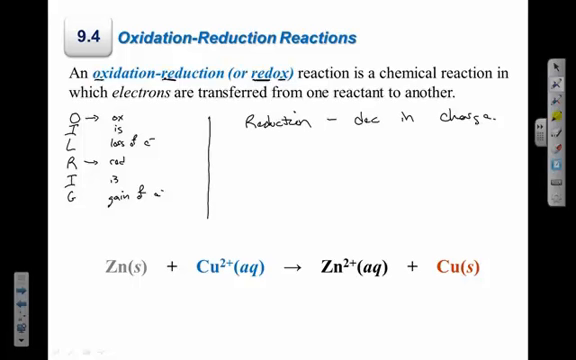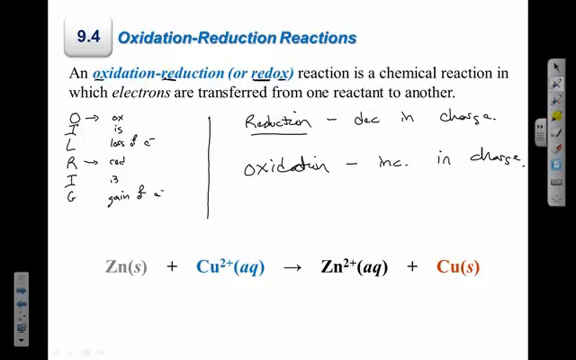That's another way you can think about what a reduction is. So if something is going down in charge, either it's decreasing the quantity of positive charge it has, or maybe it's going from a positive charge to zero, or from zero to negative. If the charge is going down, becoming less positive or more negative, that's a reduction. And an oxidation is the opposite. It's an increase in charge. So if it goes from 0 to positive, or negative to positive, or negative to 0, or positive to more positive, that's an oxidation.